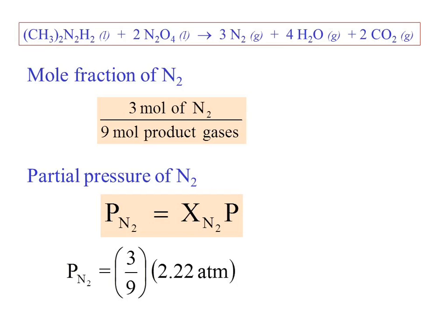Again, there are all kinds of twists and turns. Some chemistry problems are worse than others, and there are definitely different ways you could go about this. This is probably one of the most streamlined ways of getting there. So the mole fraction of nitrogen is 3/9 times the total pressure, 2.22 atmospheres. Rounded to 3 sig figs, the partial pressure of the nitrogen gas is 0.740 atmospheres. And that's it.